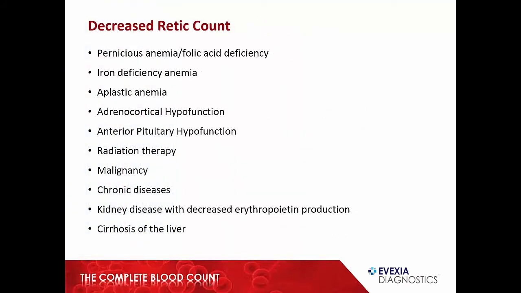Conditions that would decrease the reticulocyte count are pernicious anemia, folic acid deficiency, iron deficiency anemia, aplastic anemia, adrenocortical hypofunction, anterior pituitary hypofunction, radiation therapy, malignancies, chronic diseases, kidney disease with decreased erythropoietin production, and cirrhosis of the liver.